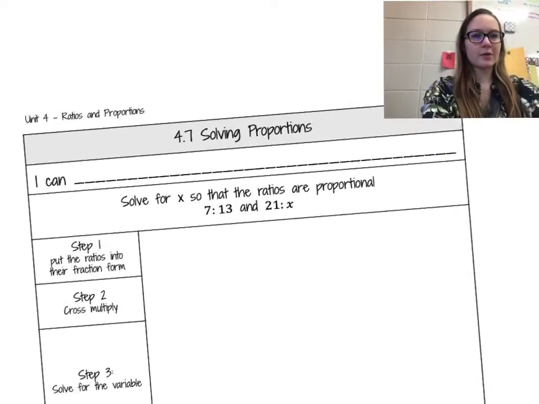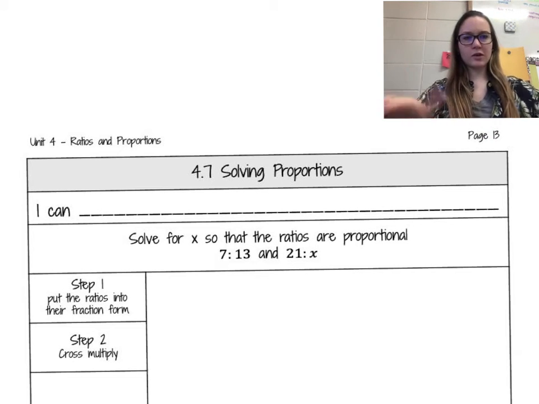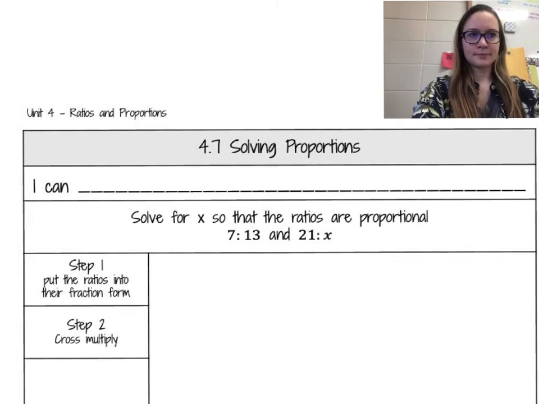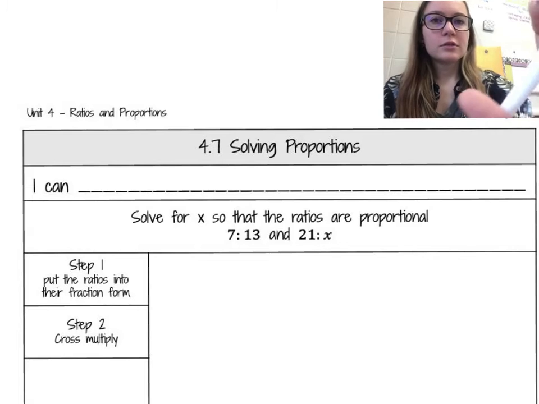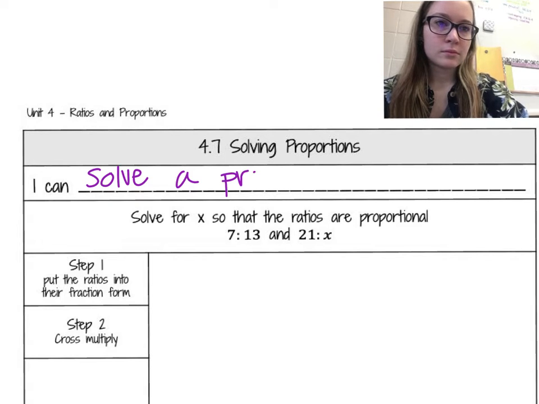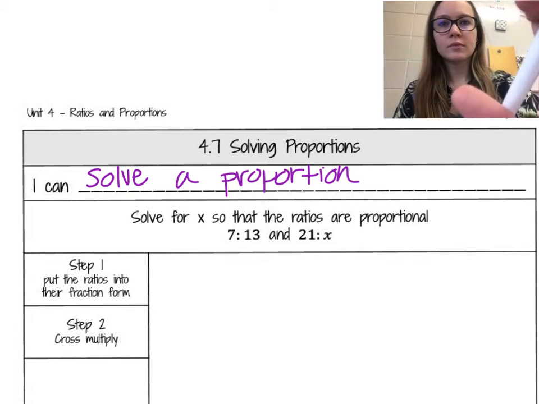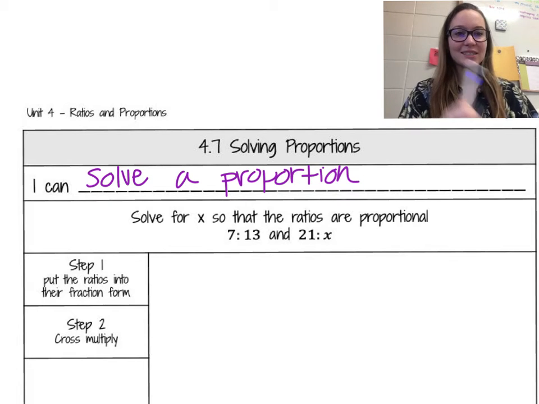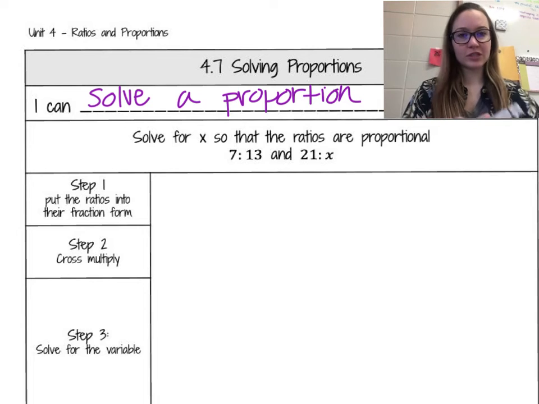Let's start with our I can statement. It's always good to know when you're going somewhere, what is your destination? Okay, so we're going to say that I can solve a proportion. Okay, bam. And it's just like checking to see if ratios are proportional, guys. Okay, but with a couple extra steps.